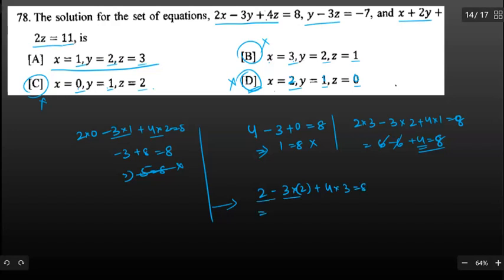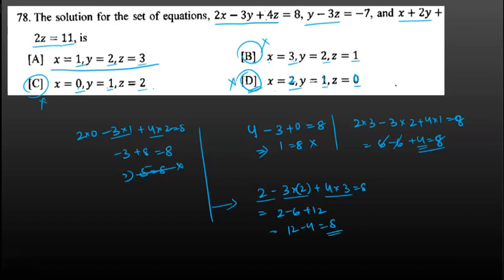So 2 minus 6 plus 12, which is equal to 12 minus 4, which is equal to 8. So it satisfies this equation.